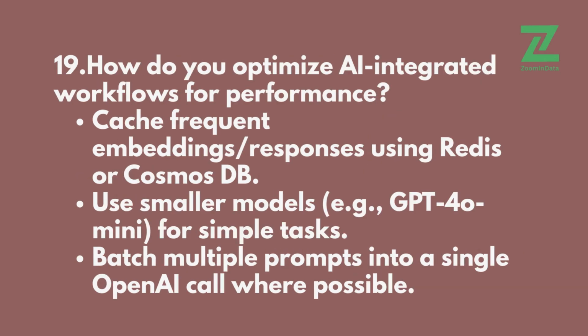How do you optimize AI-integrated workflows for performance? Cache frequent embeddings and responses using Redis or Cosmos DB. Use smaller models, for example GPT-4o Mini, for simple tasks. Batch multiple prompts into a single OpenAI call where possible.